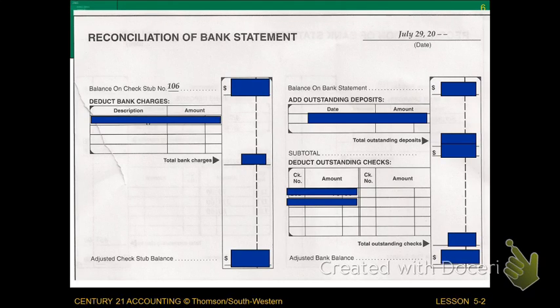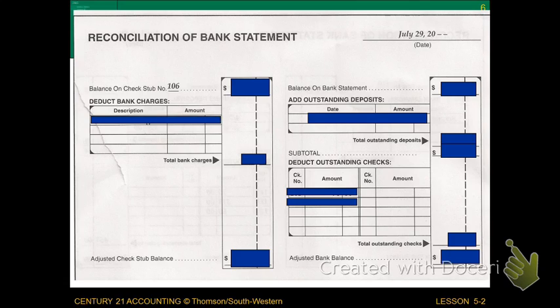So what I'm going to ask you to do is look at the Work Together that you have in your textbook, and the directions for the Work Together are on page 128. This is all the information that we will need to complete our bank statement reconciliation form. In the directions, it says, on July 29th of the current year, Deep Clean received a bank statement dated July 28th.